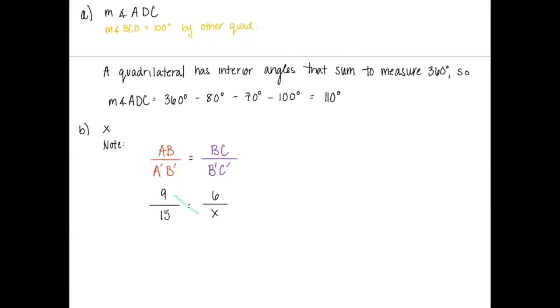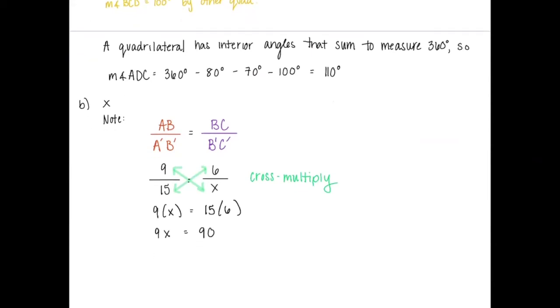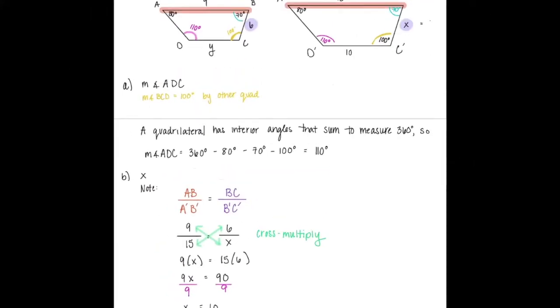Well, I definitely don't like these fractions, so let's go ahead and cross multiply. And that gives us 9 times X is equal to 15 times 6. So that's 9 times X is equal to 90. And so to solve for X, you go ahead and divide by 9 to undo the multiplication between those two. And our unknown side is 10. So this side here is actually equal to 10.